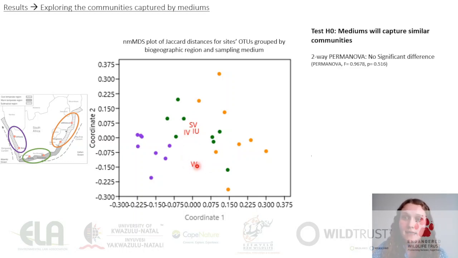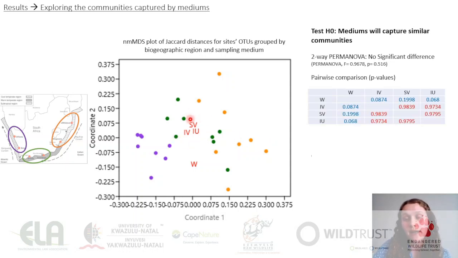But now we want to test, did the mediums capture similar communities? A two-way PERMANOVA found no significant difference, but this could be confounded by the sediment samples. So pairwise comparisons offer a more in-depth analysis. Water compared to sediment are in blue, and sediment compared to sediment are in red. And we see that sediment had much higher p-values and are far more similar compared to water. As such, water captured a distinct community to sediment mediums.